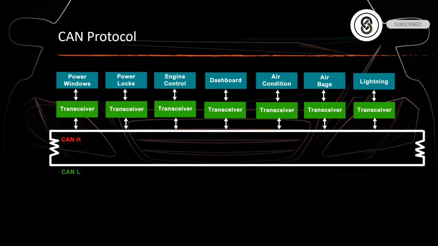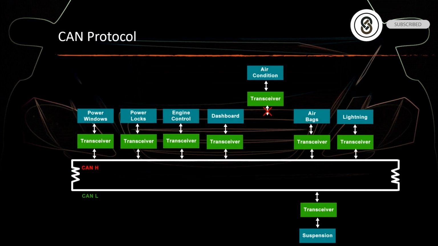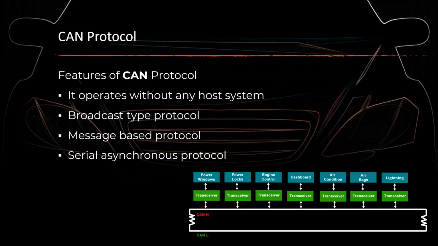So these nodes are connected on these lines, and adding and removing nodes is very easy now. If you see, we can easily remove any node from CAN protocol, and we can add a new node easily. So over here you can see we have removed the air condition node, and we have added a suspension node. So adding and removing components is very easy on CAN protocol. So there are multiple features which CAN protocol offers. So let's just see those features.